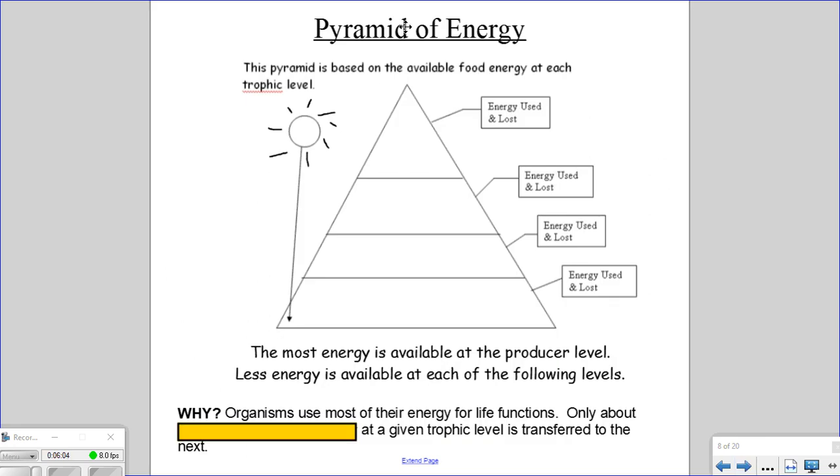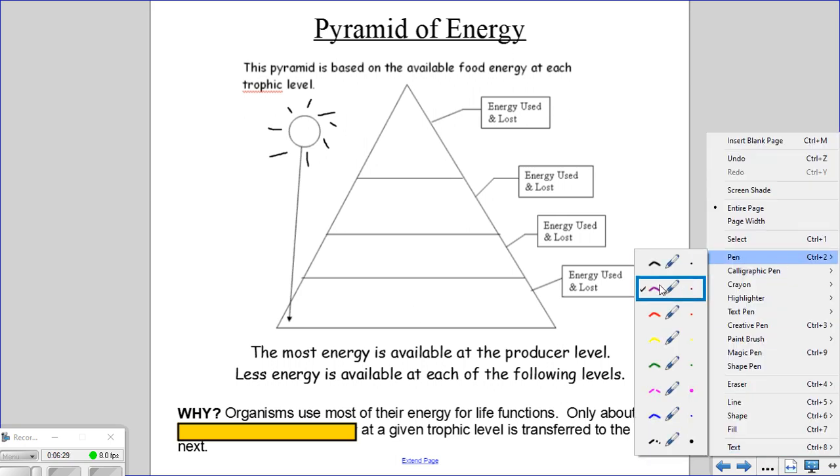This is due to what's referred to as the pyramid of energy. This pyramid is based on the available food energy at each trophic level. So the most energy here is available at the producer level. So here is our pyramid, and then each division represents a trophic level. So at the bottom of the pyramid, we would have our first trophic level.